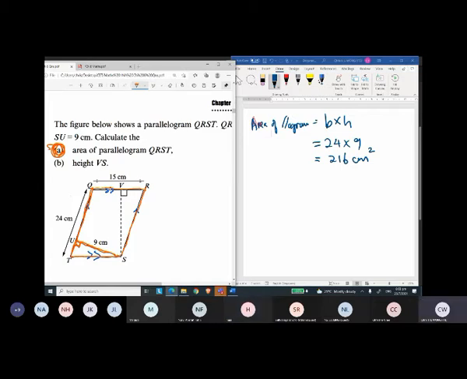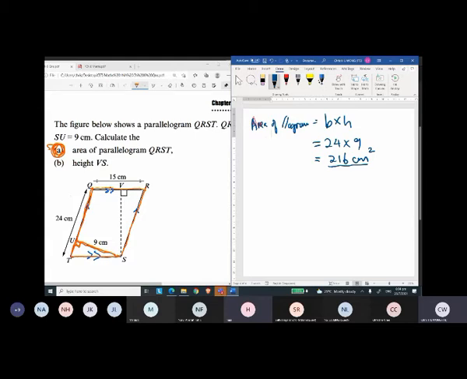Now sometimes they give you the area. The reason they ask you to find the area first, getting 216, there must be a reason why you need to use 216 now. So you think, okay, I found 216 already, how do I make use of 216 to find the height of VS? So it will take 216 divided by 15.